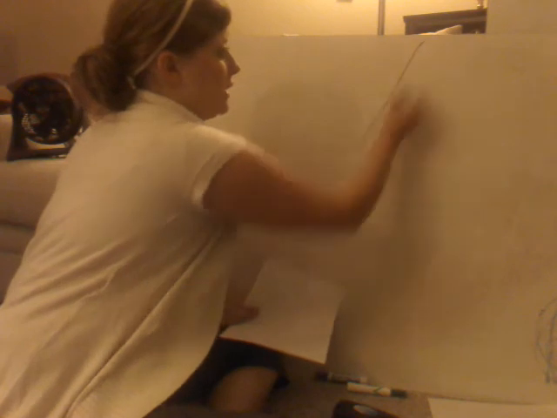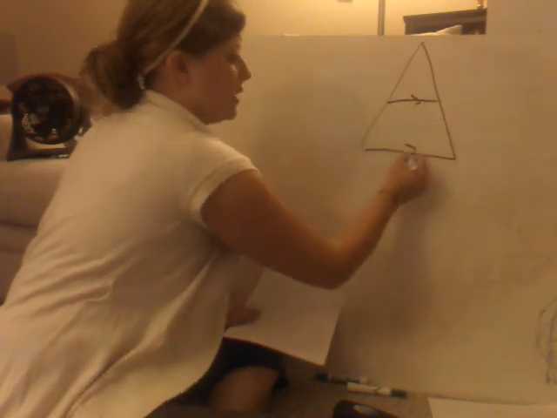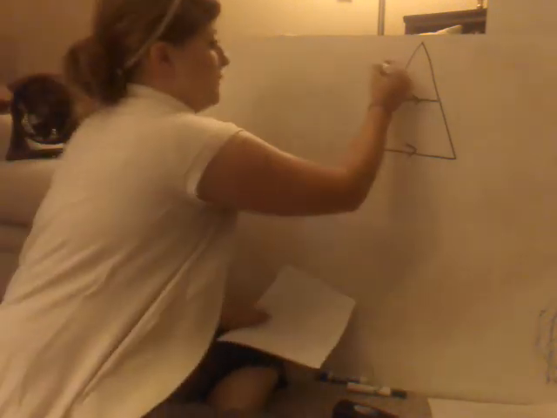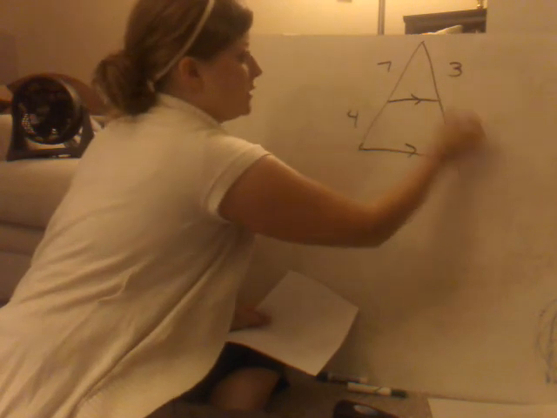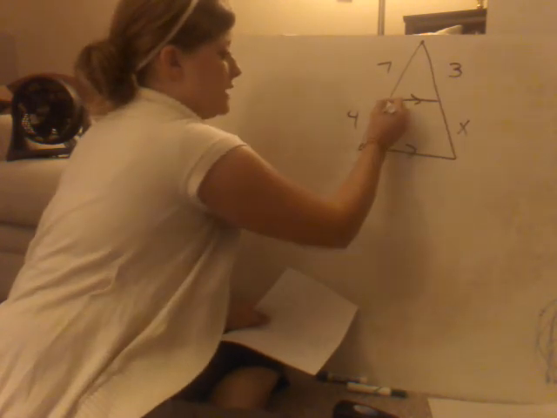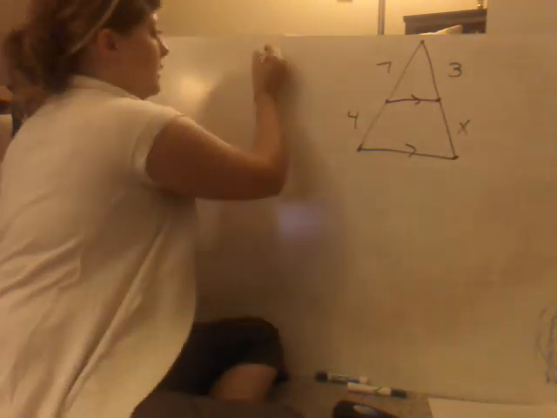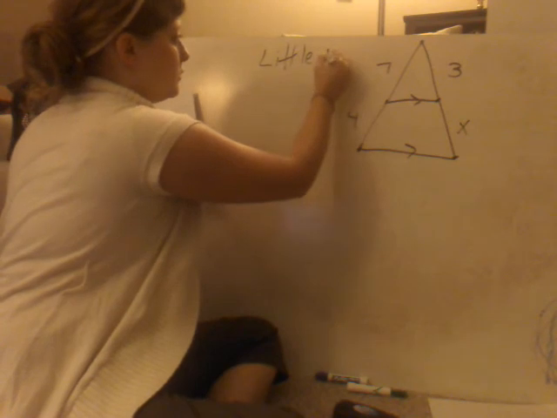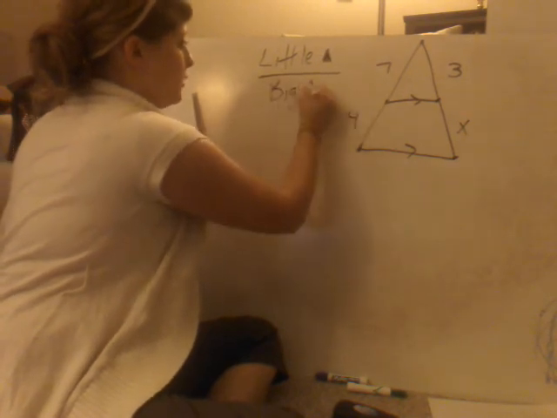Next up, number 4. So I'm going to go ahead and put it over here to kind of get it out of the way. So these are two parallel lines. So I've got 7 and 4, and 3 and x. Remember, it's like these are all little tiny segments. And it's going to be little triangle over big triangle.